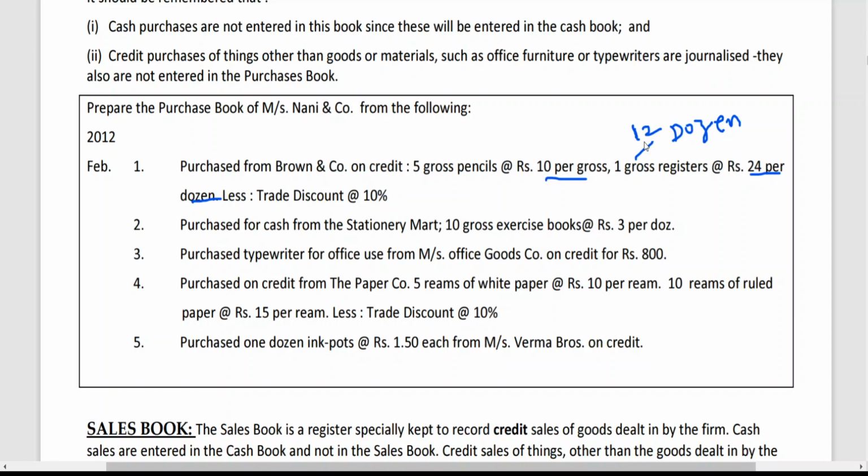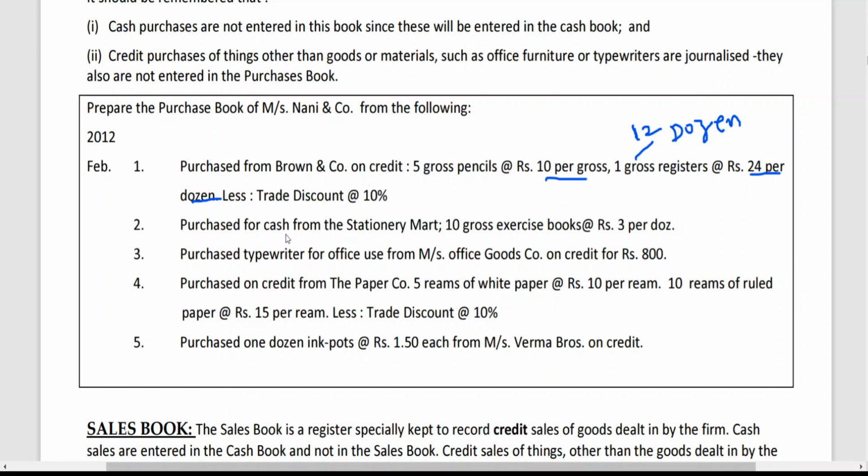12 dozens, because he has given the measurement as 24 rupees per dozen. So it is a physical measurement, and we go by the instruction. So 1 gross is equal to how many dozens? Tell me. 12 dozens. So 24 rupees per dozen, 24 into 12, that is to be taken into consideration as the purchase of gross registers.